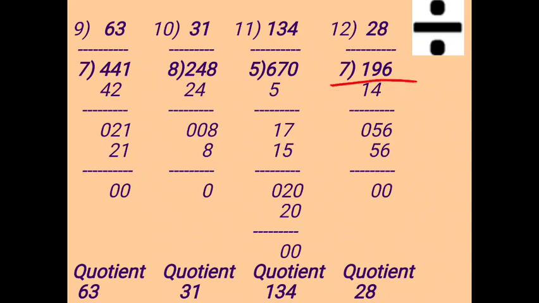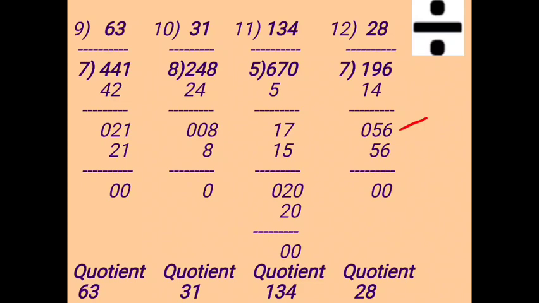Next one. 196 is divided by 7. In 7 ones, first check which number 19 is nearby. So it is 7 twos are 14. Then subtract it. We will get the remainder as 5. Then bring down the next number, that is 6. The new number is formed, that is 56. Then again check in 7 table where there is 56 or any number nearby 56.